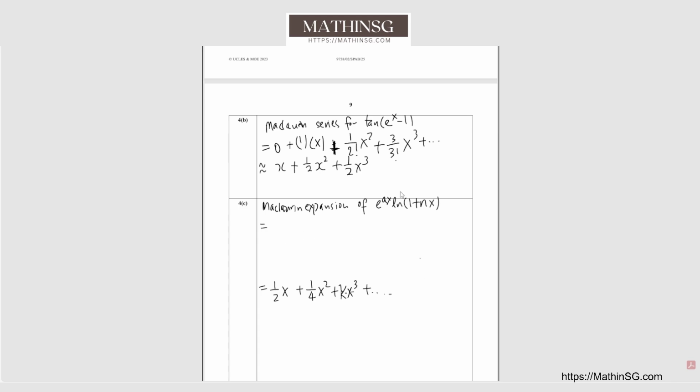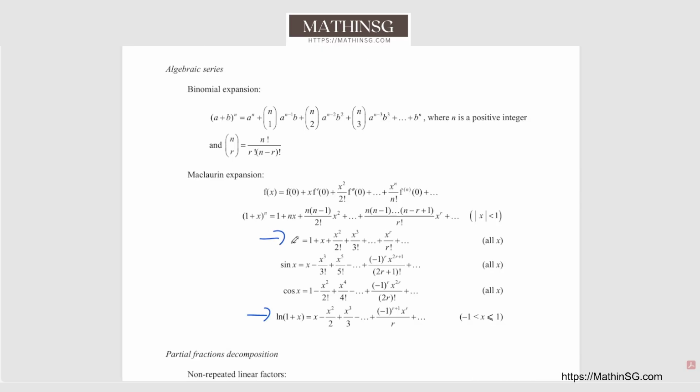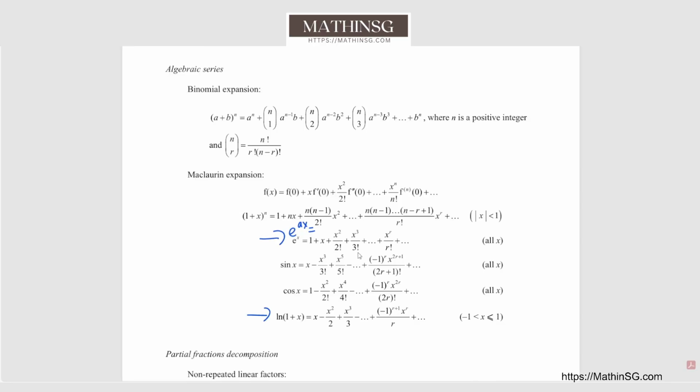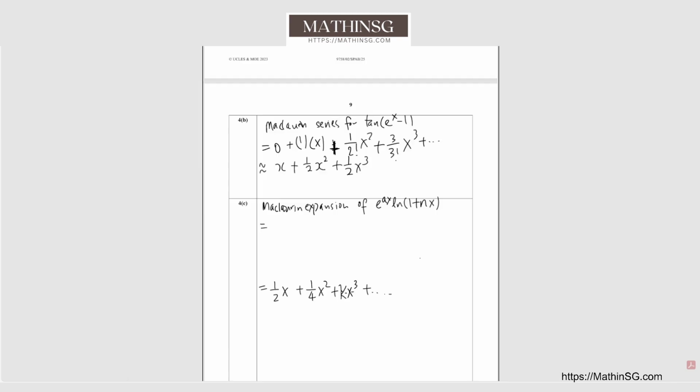So I have e to the power of ax here. If I want to find the Maclaurin expansion of e to the power of ax, I'm going to use this, and I'm going to replace all the x with ax. Because I need terms all the way to x cubed, I'm going to do until the x cubed term. So I'll have 1 plus ax plus ax squared over 2 factorial plus ax cubed over 3 factorial. Let me write it here.